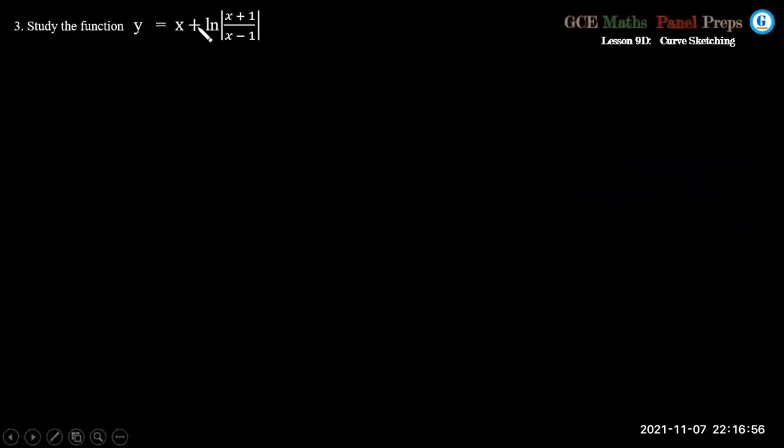In the last class, we looked at a function like this. Something of this nature, but this x was not there. This x plus was not there. And secondly, the function did not have this absolute value sign. So can we look at this function?